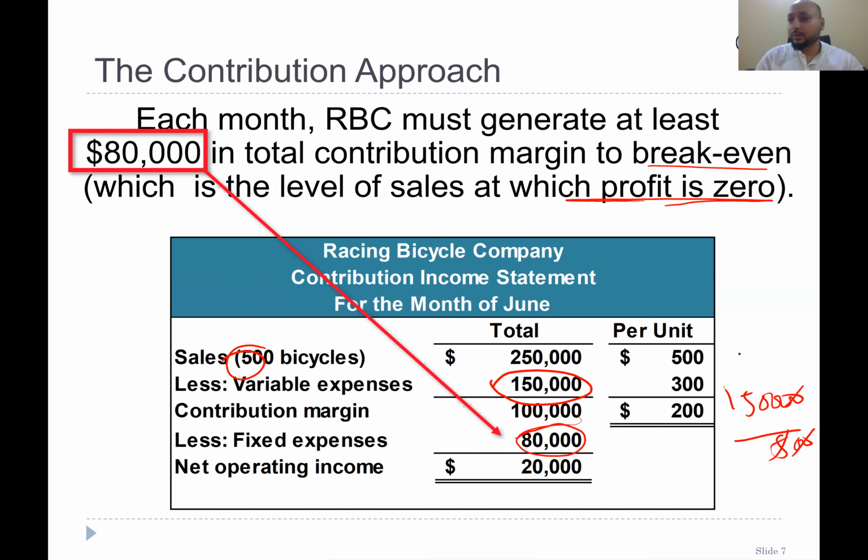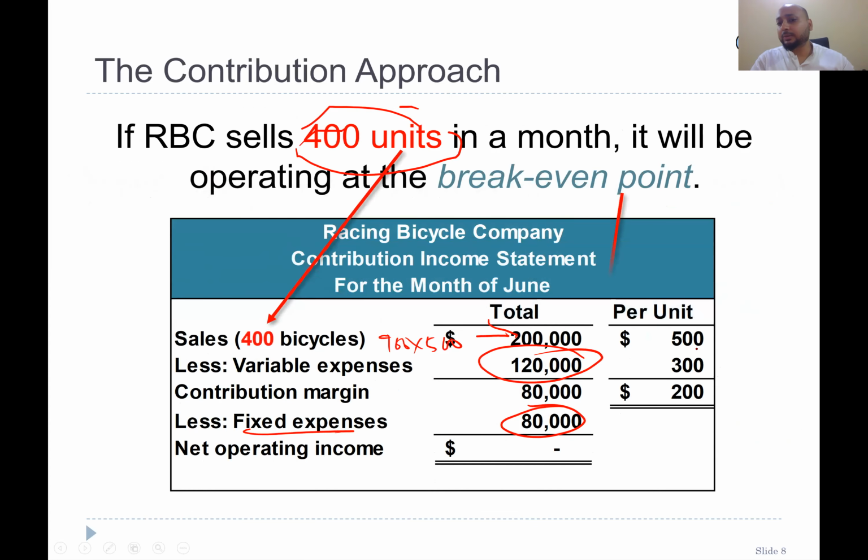So that's why we have 300. If we increase or decrease the production, that 300 remains the same. So that's why we are counting on that one. We trust this figure 300. Now we are selling 400 bikes. 400 multiplied by 300, answer is 120,000.